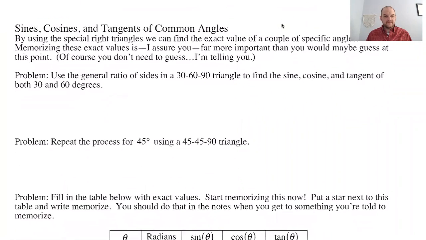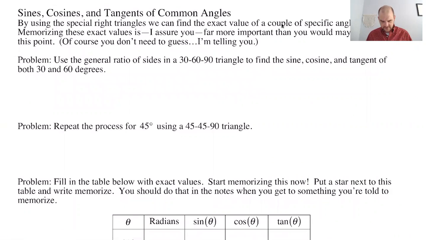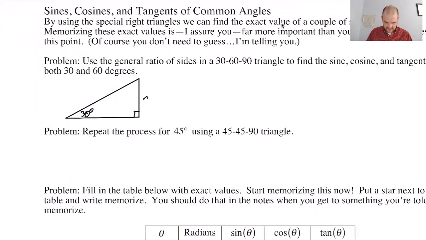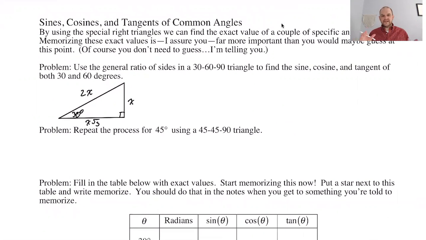So let's see. Use the general ratio of sides in a 30, 60, 90 triangle to find sine, cosine, tangent of both 30 and 60 degrees. So let's see if we can do that. So I'm going to first draw myself a 30, 60, 90 triangle. So go there, there. Should really start with the horizontal. I mean, I feel like that would be the pro way to do that, but not a pro. So this will be 30. And because that's 30, I'm going to call this x. So this will be x root 3, and then this will be 2x. Okay, so now that I have sides, I can find sine, cosine, tangent for 30 degrees.